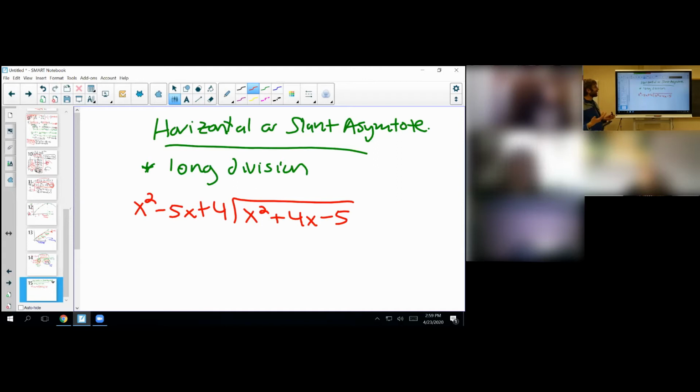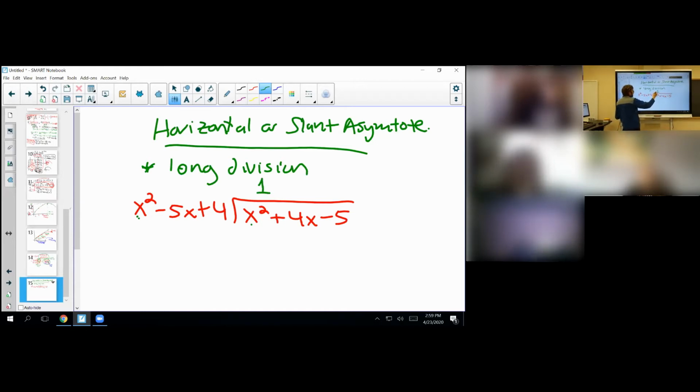So the good news is a lot of times you don't even really have to do long division. But let me go ahead and do it here. So how would you actually do the long division? We've never done it with an x squared before. Well, let's just try it. x squared goes into x squared. Well, this goes in once, right?